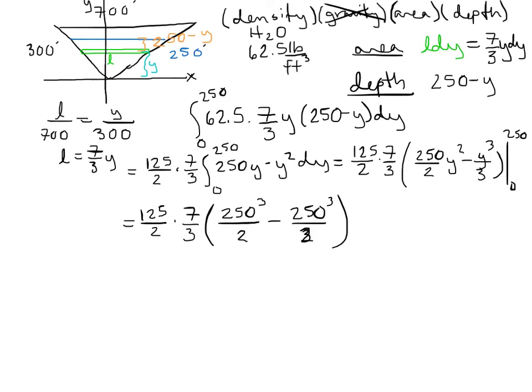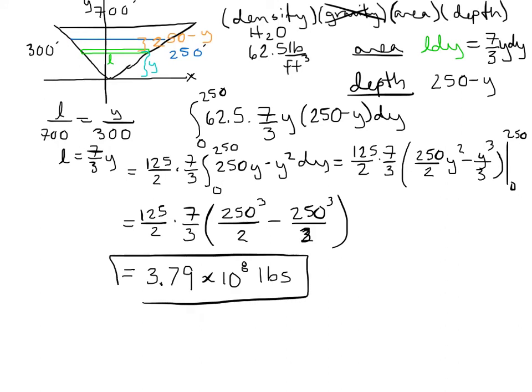And this ends up being a pretty big number here. If you plug it into a calculator, because this is a little bit big to calculate by hand, you end up getting 3.79 times 10 to the 8th. And our units are pounds in this. That's a lot. So what we have now calculated is the force on the dam. It's the force on that triangular shape. It's the force that the water's exerting on that triangular shape.